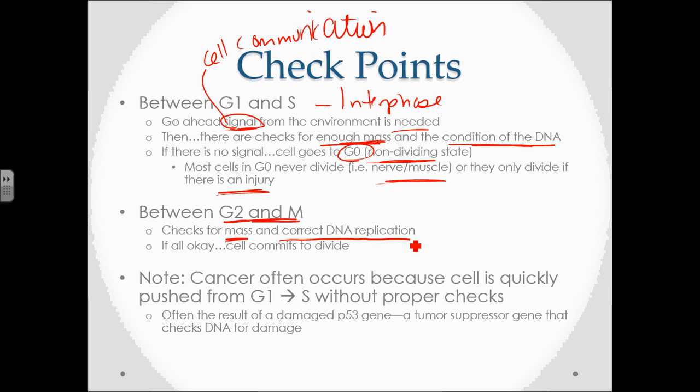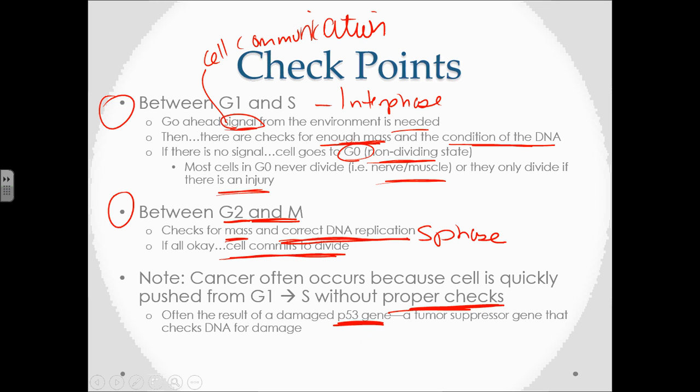So then between G2 and starting mitosis, it's going to check again for the mass, and make sure correct DNA replication has happened in the S phase. If all is okay, the cell is committed and it's going to enter into the M phase and divide. Note, cancer often occurs because the cell is quickly pushed from G1 to S without the proper checks. This is a big thing with cancer, that these checkpoints that are so important are not working properly. Often the result is a damaged P53 gene.